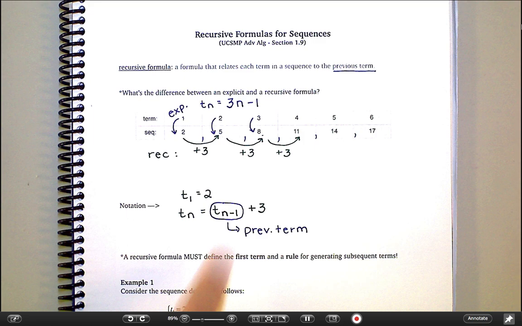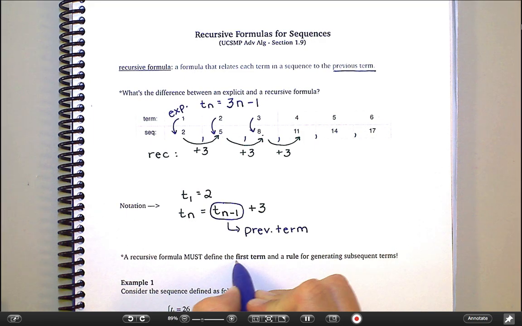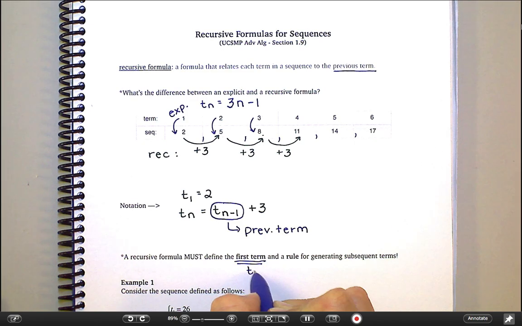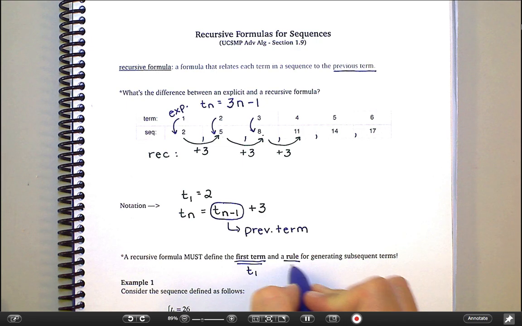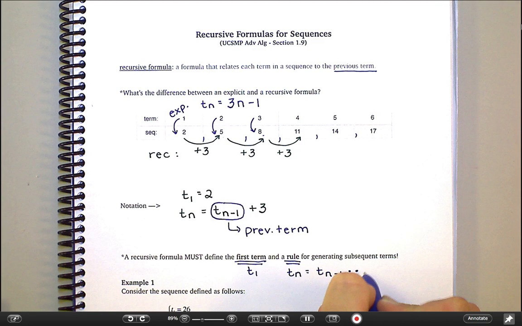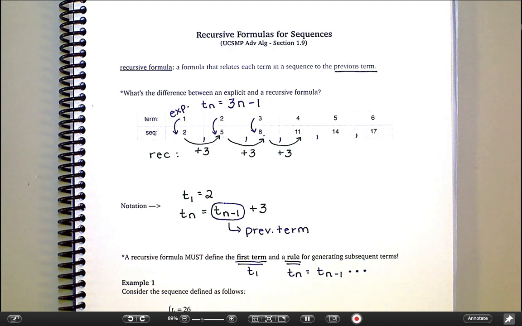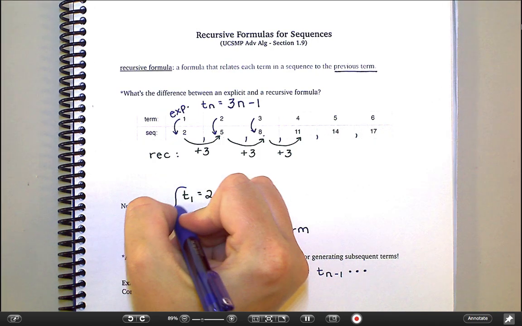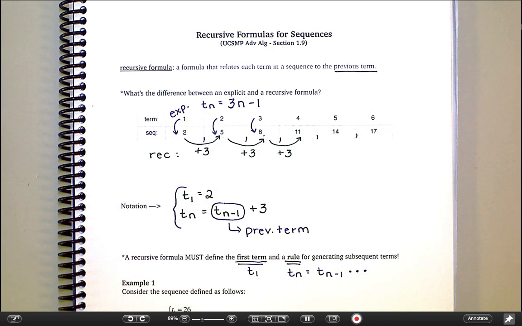Okay? So I kind of already said this, but a recursive formula must define the first term. So that's where we say T1. And then a rule for generating all the subsequent terms. That would be something like Tn equals previous term, blah, blah, blah. So maybe we're adding something every time, or maybe we're multiplying by something every time, or so on. Okay? So you have to have these 2 pieces, and usually we put them in a bracket like this. Okay? That's a recursive formula.